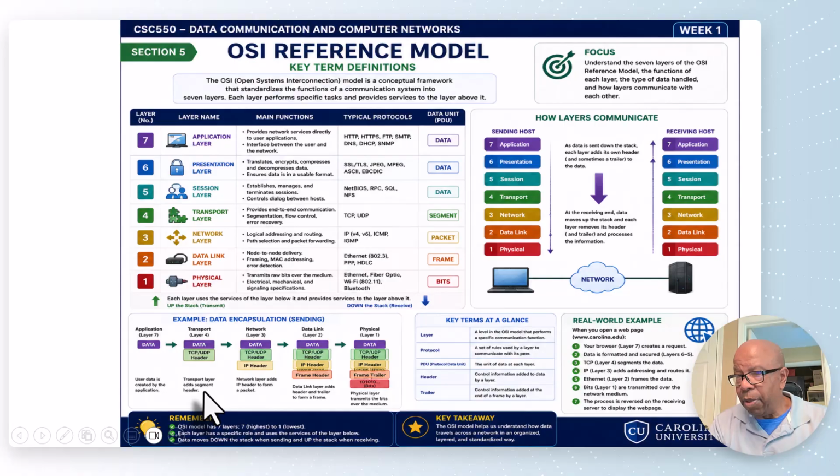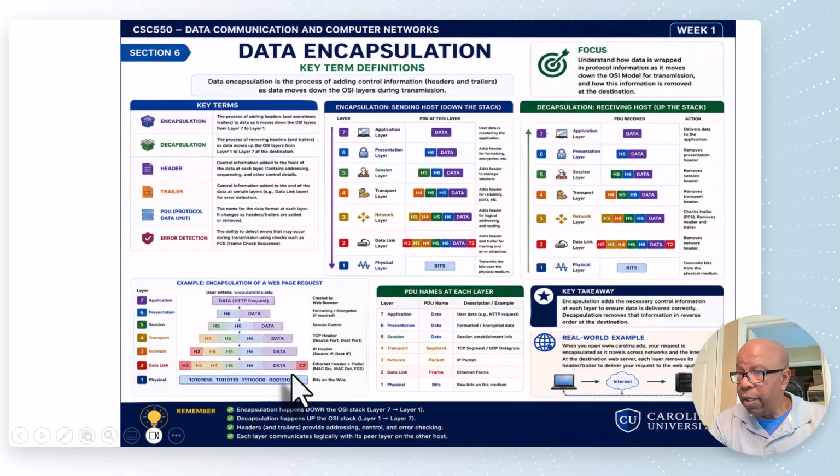Okay, here we have something on encapsulation. We have a slide for that. Here's encapsulation, in the simplest terms possible. Encapsulation is saying, I'm going to take this information and put it in an envelope.